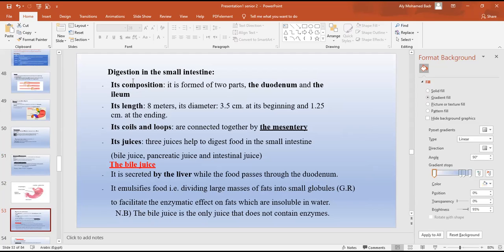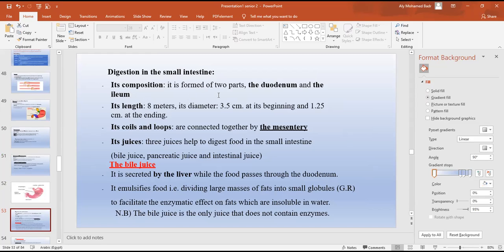Let's move back to the small intestine. Inside the small intestine, the digestion is completed. So in the stomach there is incomplete digestion, where the digestion is completed inside the small intestine.